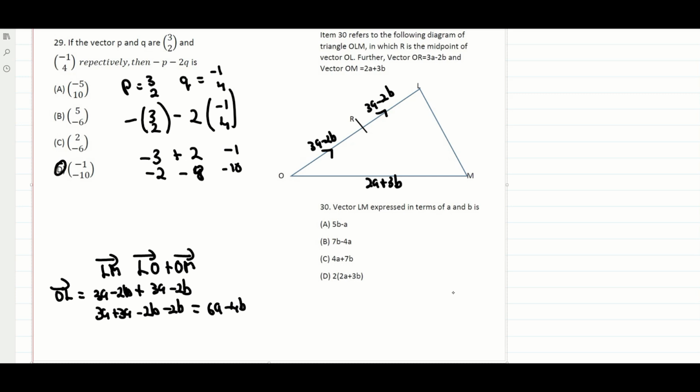So we know that LO is equal to negative 1 multiplied by OL. Why? Because it's going in the opposite direction. So that's minus 1 by 6A minus 4B, which would be minus 6A plus 4B. Okay, so LO is equal to minus 6A plus 4B, right, plus OM.